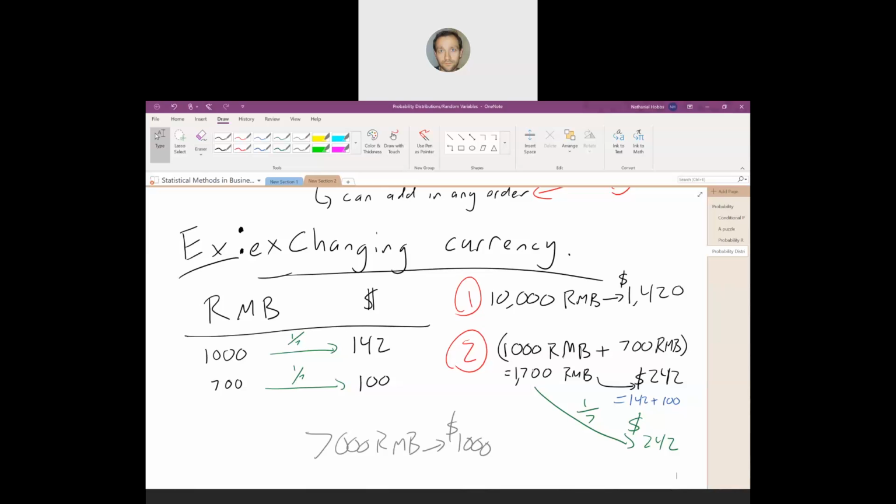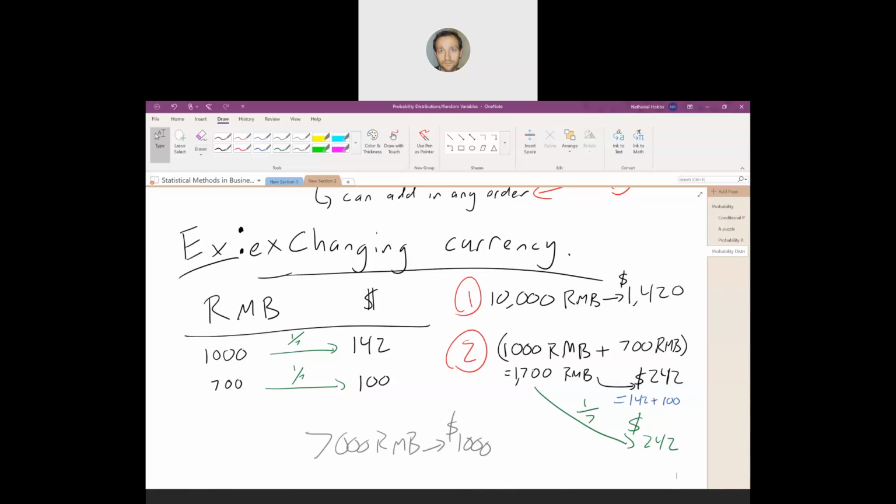Okay, if I send you with 1,000 renminbi to the bank and bring back US dollars, and then I send you out a second time with 1,000 renminbi to get US dollars, how many US dollars would I have? 284. Yeah. Now, that is converting each of the pieces and then adding them together afterwards.